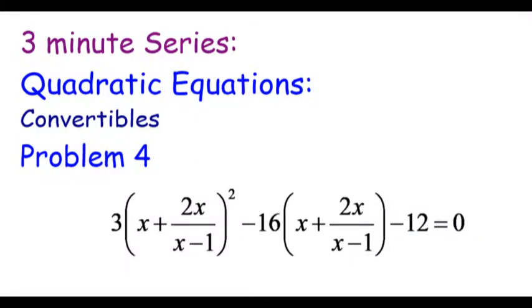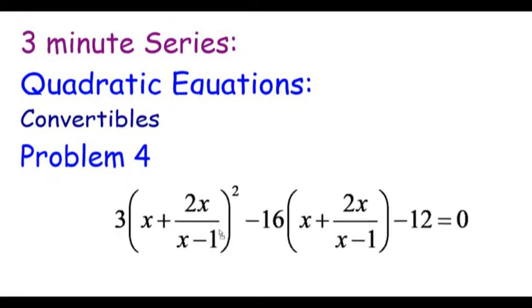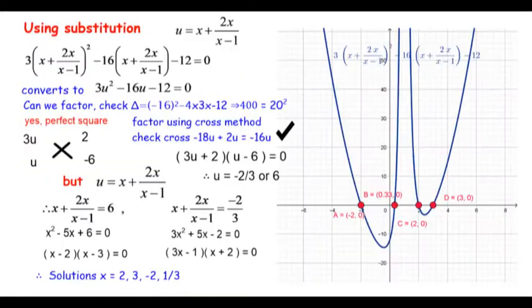Today we're looking at the 3-minute series quadratic equations, and these ones are called convertibles. Actually, they're, if you like, equations which are in fact reducible to quadratic equations, and this is the one we're looking at today: 3 lots of (x plus 2x all over x minus 1) squared minus 16 lots of (x plus 2x over x minus 1) minus 12 equals 0. You can see here, obviously, the substitution is just going to be this one here, u is equal to x plus 2x over x minus 1. Not too bad. So let's go ahead and do the substitution and see what we get.